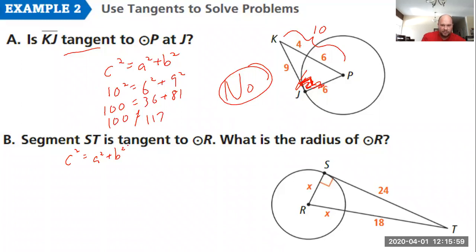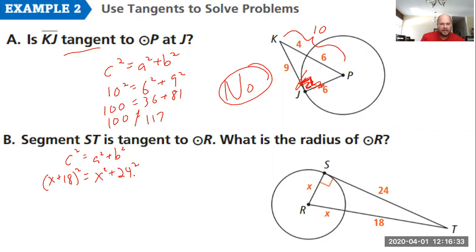Now, what is our a and our b value? Well, our a and b are the easier two. We have x and we have 24. So we can fill in that side of it: x could be a and 24 could be b. C, on the other hand, is a little bit harder. We have x and 18, so we're going to have to add that. That makes this problem a little more challenging because we actually end up with a quadratic.